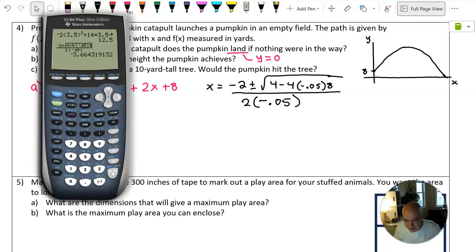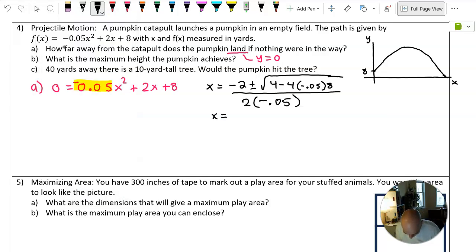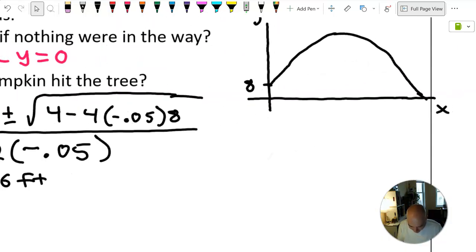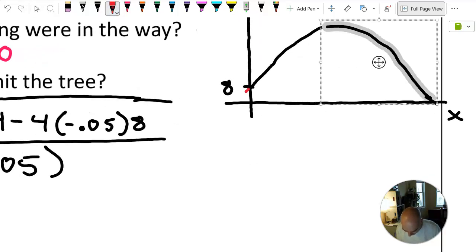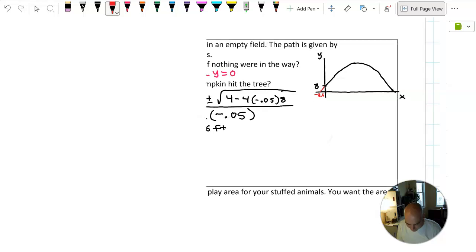All right, now I typed this in a calculator. You can't do plus or minus. You can only do one thing, and I typed in the plus. And I got something a little surprising. I got the answer as x equals negative 3.66 feet. Now, what the heck is that telling us? Well, the quadratic formula doesn't know that we are doing a problem about a pumpkin catapult. It just says, hey, boss, here's the zeros. And if you imagine this parabola, if you extend it backwards, it's going to intercept at negative 3.66. That's not the answer we want.